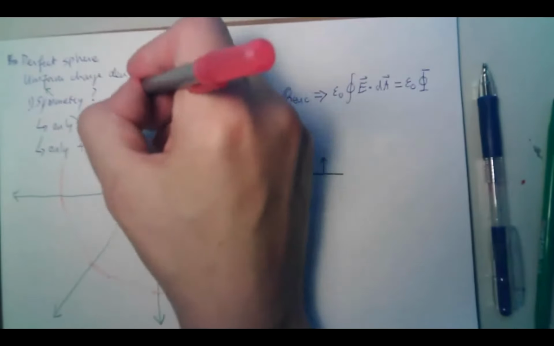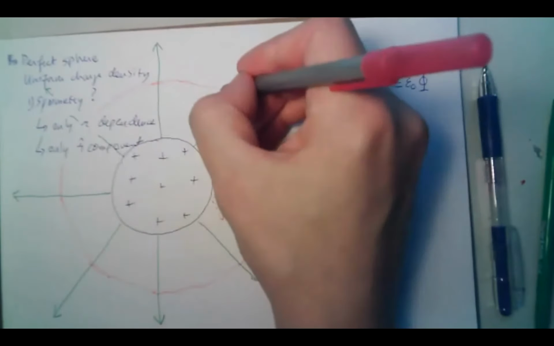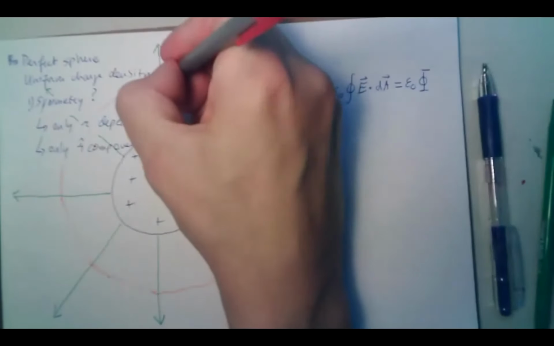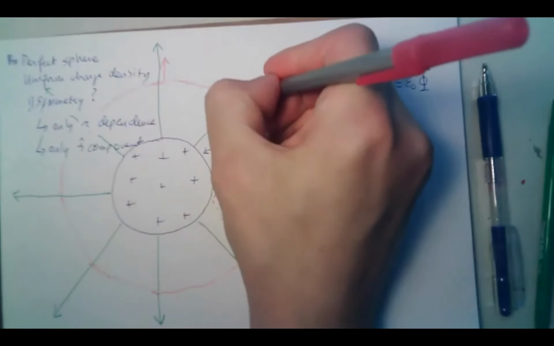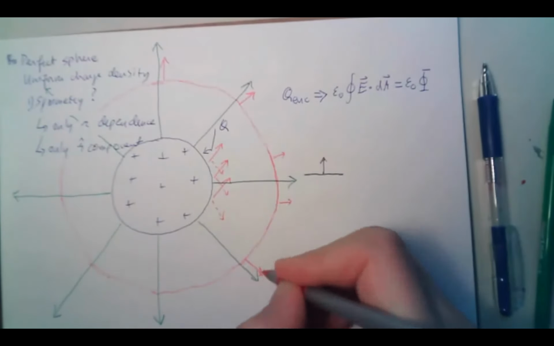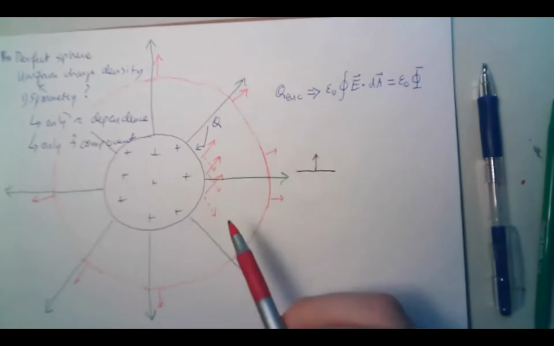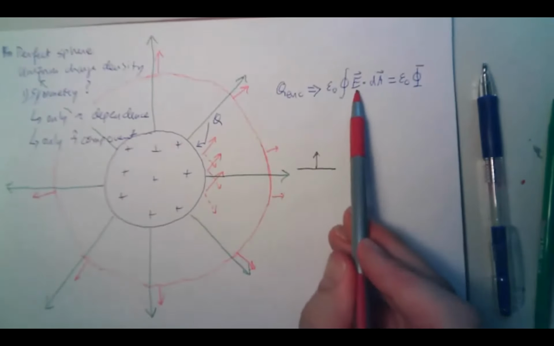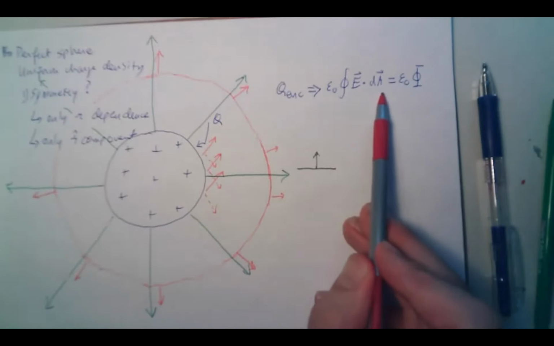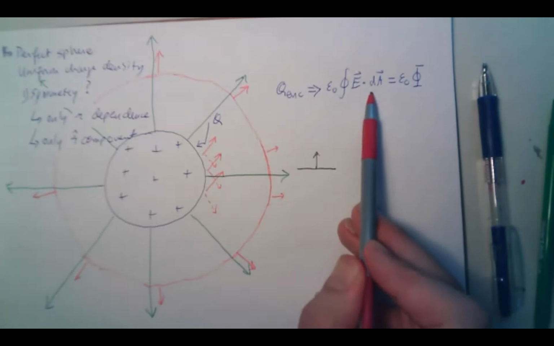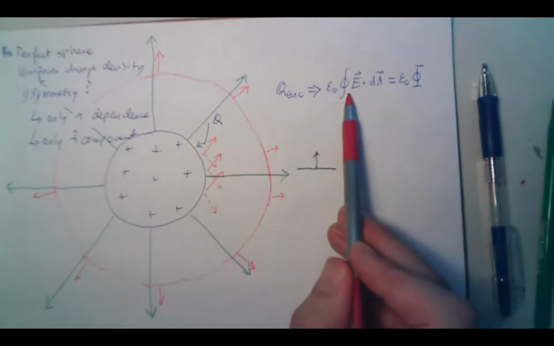And now I'm running into my text, and I regret making this drawing so big. At every point here, my field and my normal are pointing in the exact same direction. So therefore, every time this dot product evaluates to E times dA times the cosine of 0. So in other words, it's just going to be E times dA.